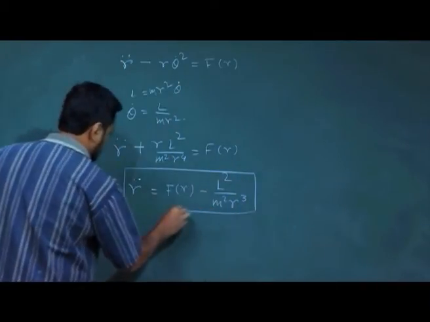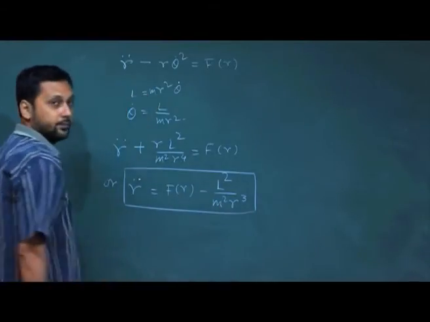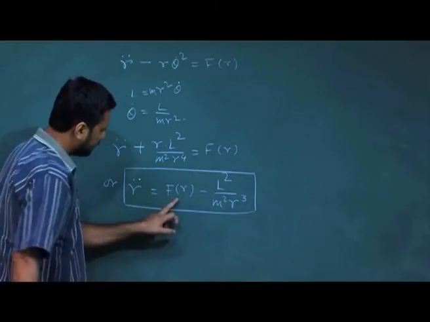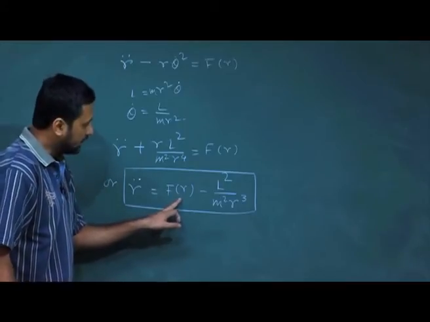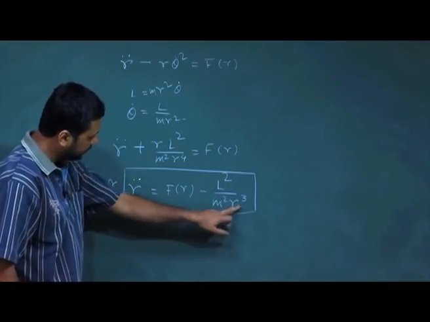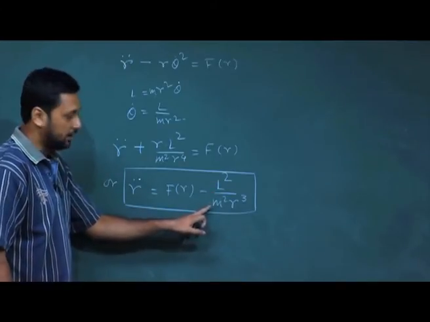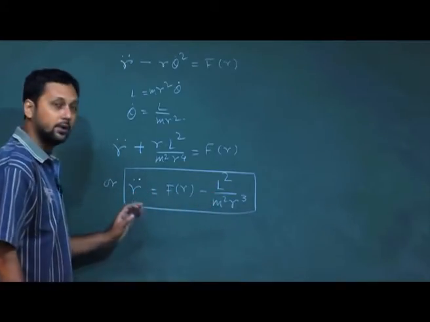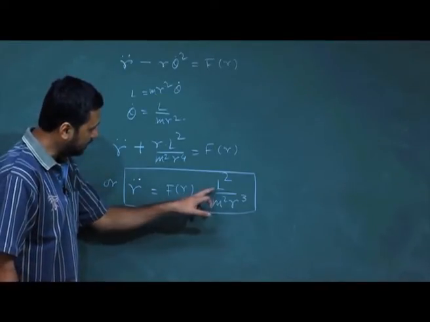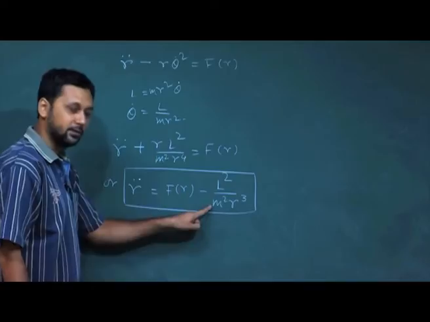Now, on the right hand side of this equation, we have two terms. One is the actual force which is due to the central orbit, and one is a term L square by m square r cubed, which also depends on the distance, but it is not a real force. It does not have the components of real attractive or repulsive forces in it. Instead, what we have here is a term which consists of angular momentum and mass.